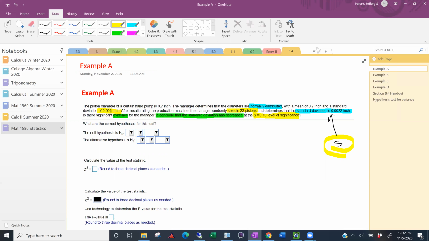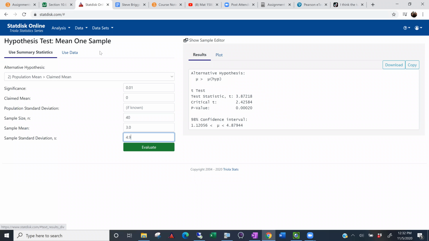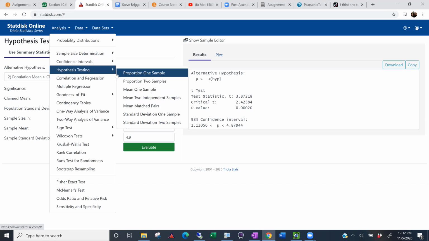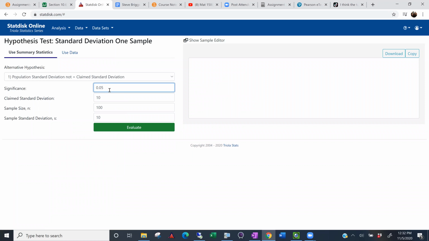Now, I hope I didn't gloss over the fact here that we have a sample size of 23. So let's put that into StatDisk. Analysis, hypothesis testing, and standard deviation one sample. All right, so significance level, that was a rather large 0.10.